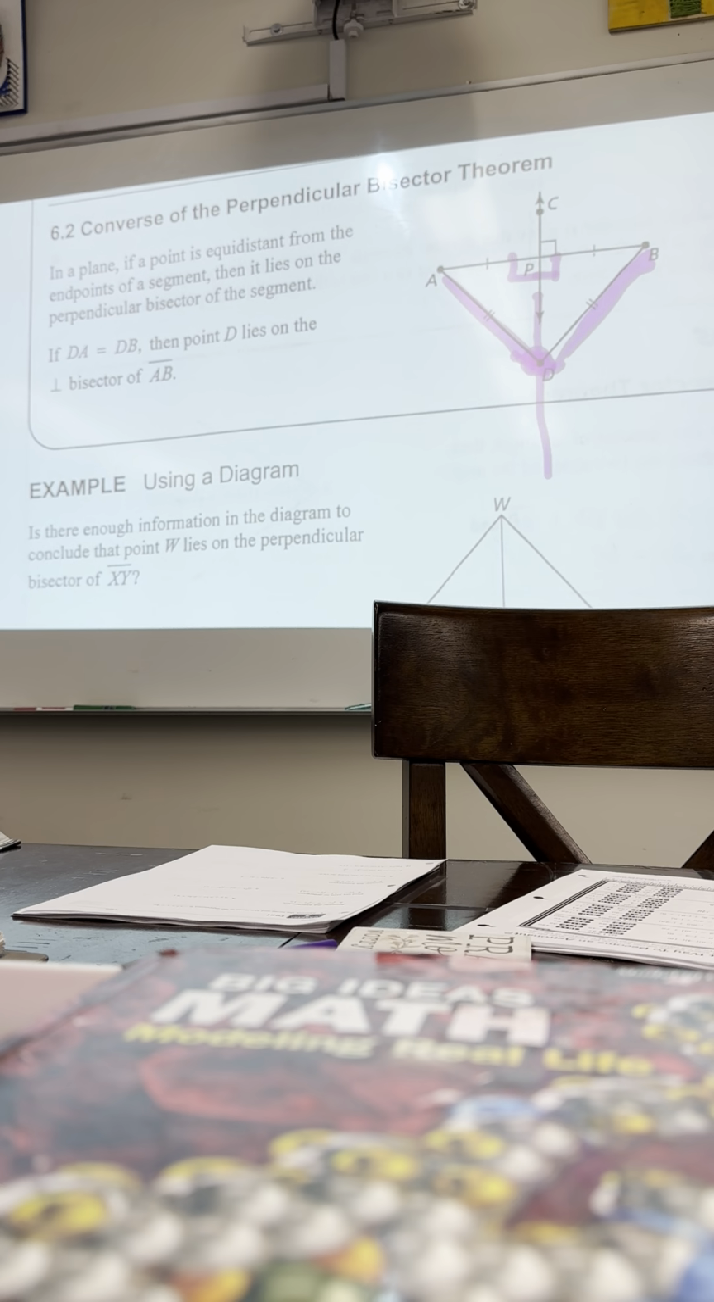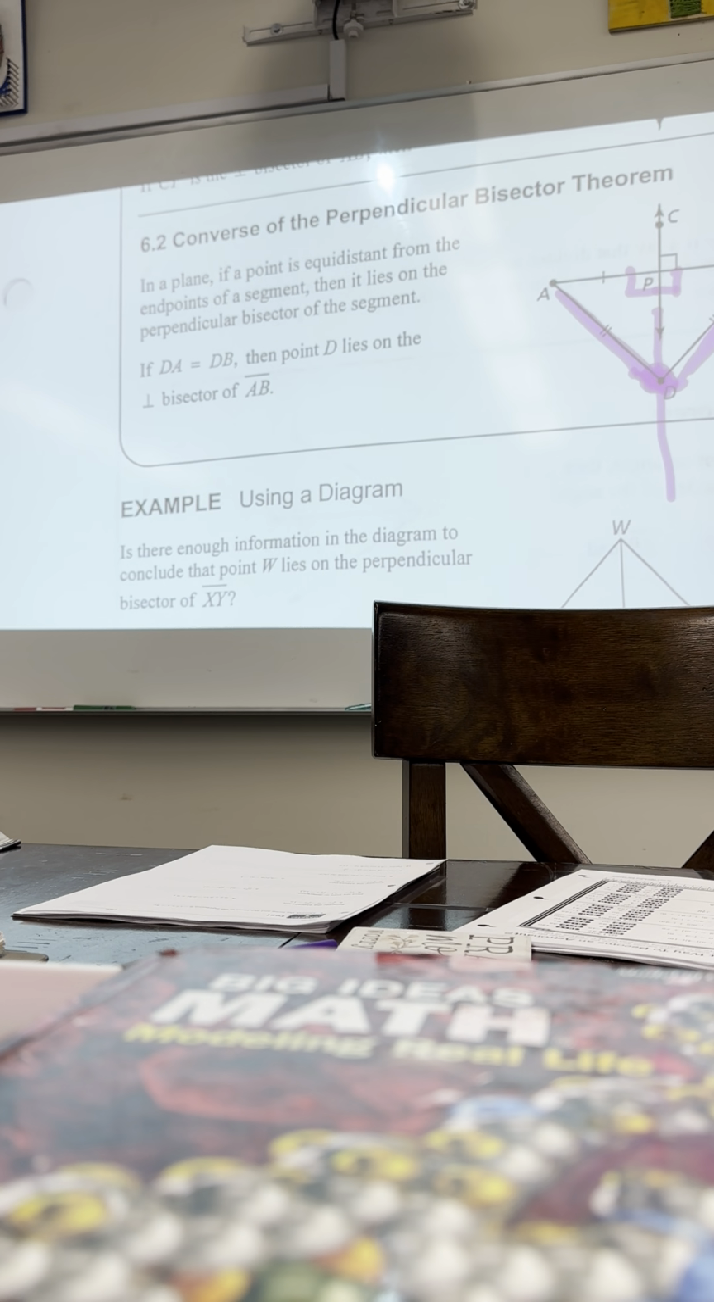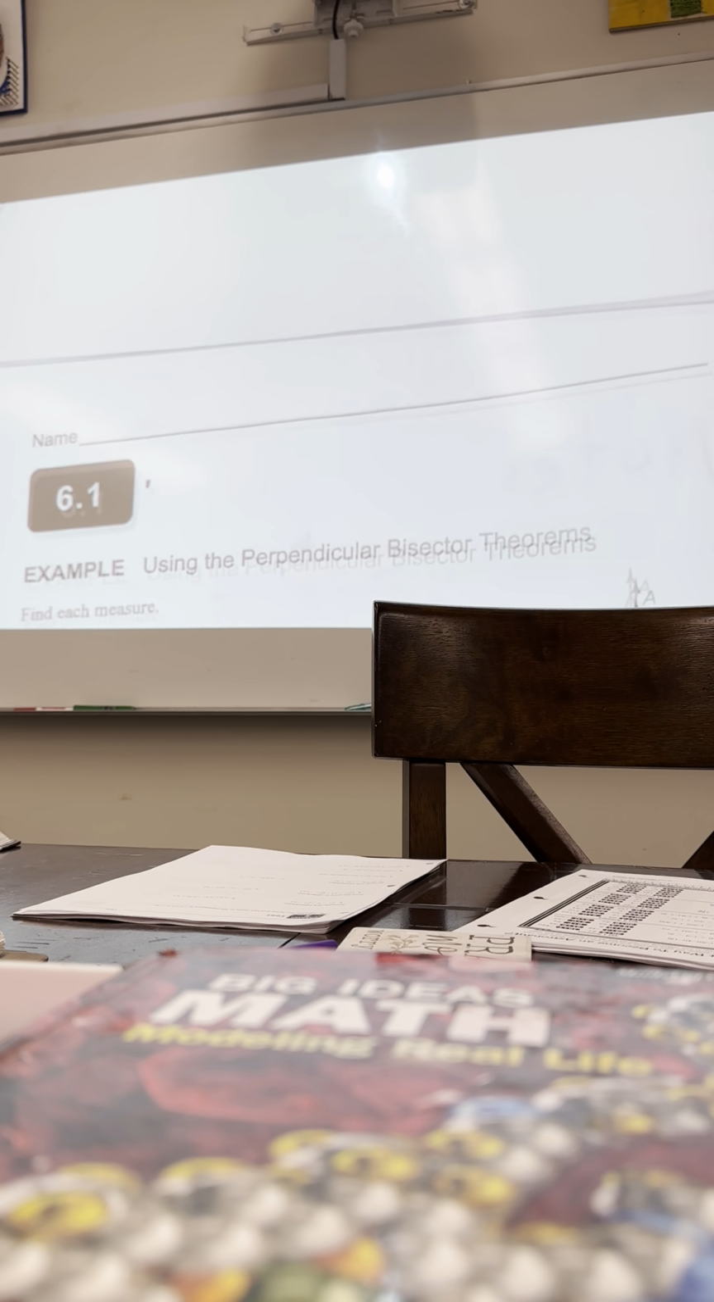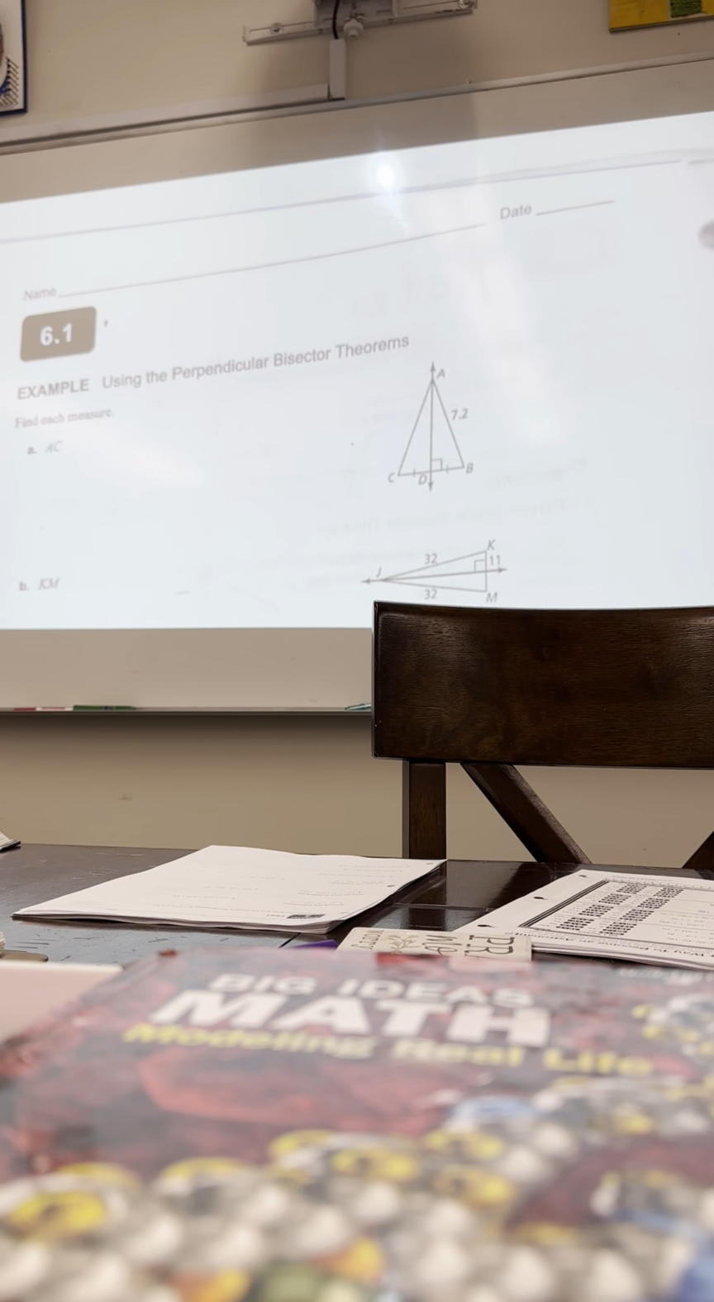All right, let's look at some examples. Is there enough information in the diagram to conclude that W lies on the perpendicular bisector of XY? No. Why not? Because we don't know that they're perpendicular, that WC is perpendicular to XY. Good, so not perpendicular. Clear enough? All right, moving on.